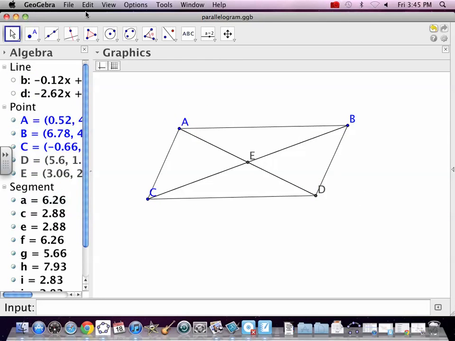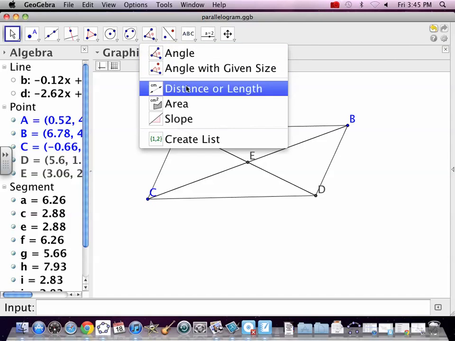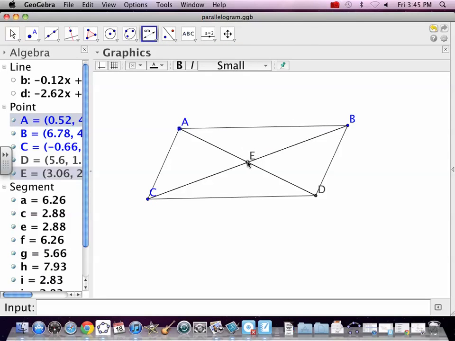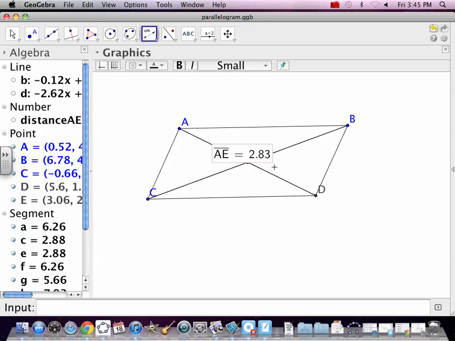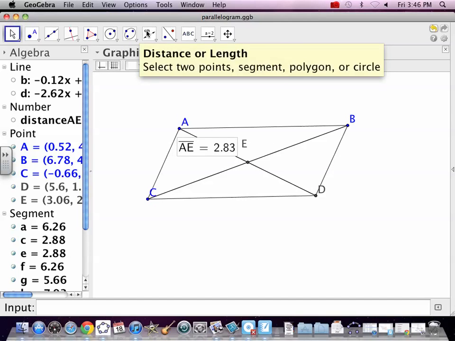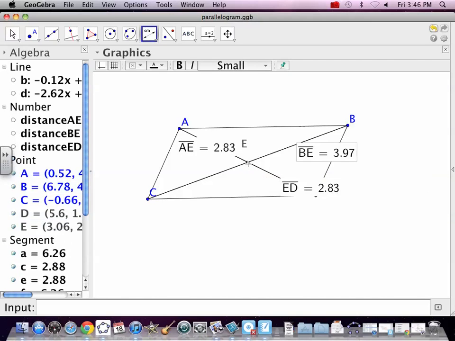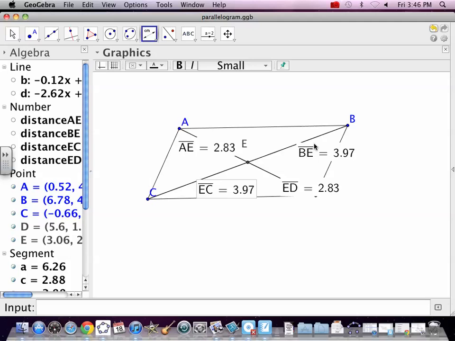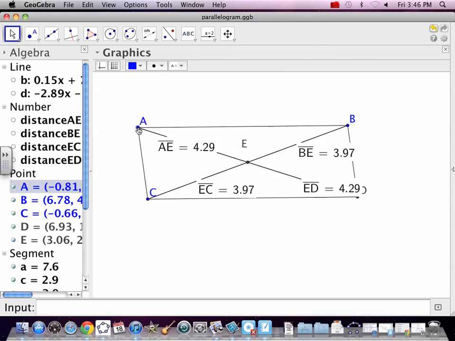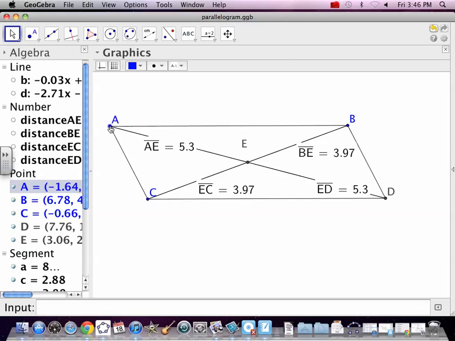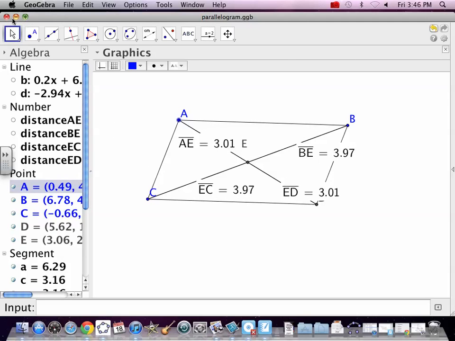All right. The diagonals are bisectors. So what does that mean? That means the diagonals are cutting each other in half. AE is 2.83. So can you guess how big DE is? Where would you go? Oh, there's E. E to D is 2.83. Let's go B to E. Is it 2.83? No, 3.97. Let's go here. 3.97. Okay, so they're cutting each other in half. They're not necessarily the same size as the other diagonal, but they're bisecting each other. It doesn't matter what I do with it, they're always cutting each other in half in a parallelogram. So that's your fun parallelogram.